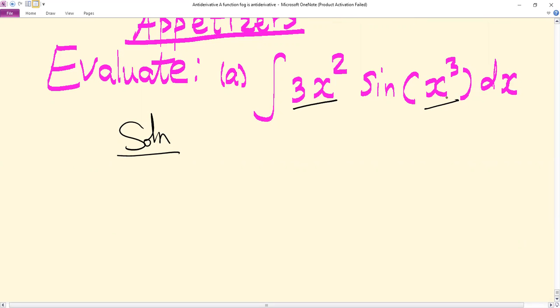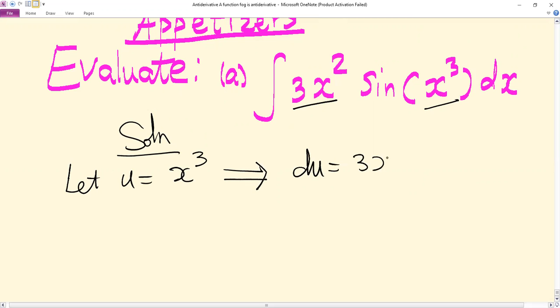or after integration, you'll not have that variable that was initially in the integrand. And a keen observation on this integrand shows you that this 3x squared is the derivative of x power 3. So therefore, this would be the best choice for u. And you say, let u be x power 3, which means du is the same as 3x squared dx.